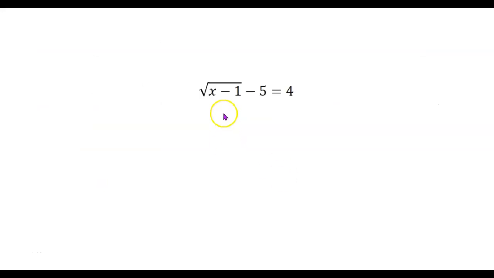So another example, square root of x minus 1, minus 5, equals 4. Step 1, isolate the radical. We want the square root part by itself, so we accomplish that by adding 5 to both sides. Get rid of the minus 5 with a plus 5. So now we have square root of x minus 1 equals 9, because 4 plus 5 gave us 9.